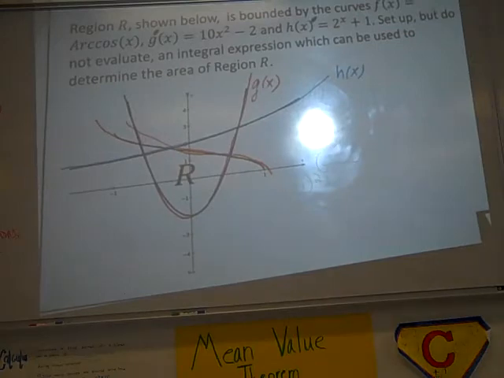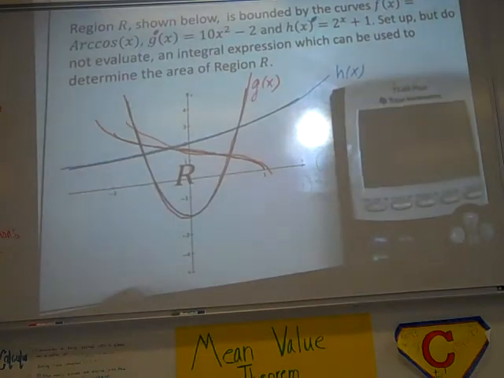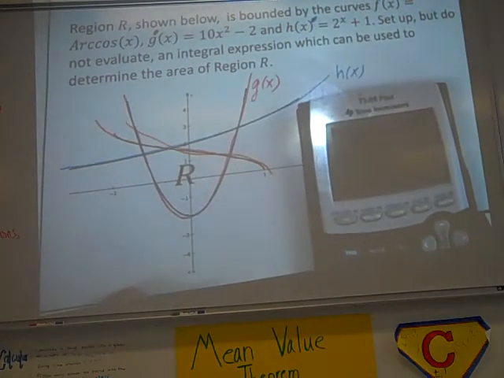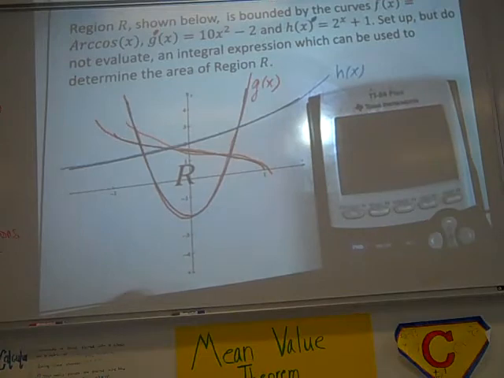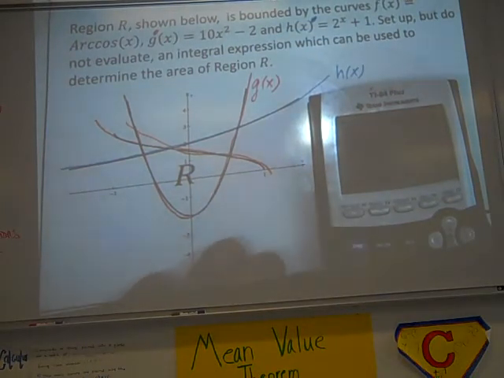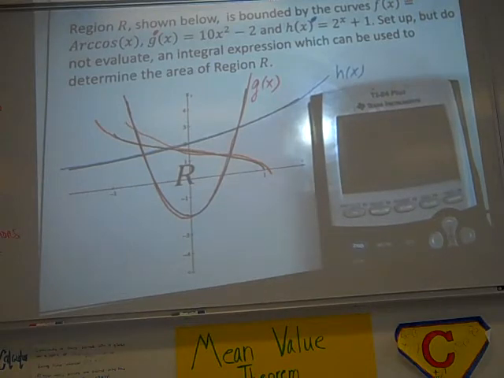I'm going to type all this into my calculator. You may not be able to see my calculator screen too clearly, but don't worry. Everything I type over here, I'll transfer to the graph. So we've got 3 functions that we're considering. We have arc cosine of x, so that's second cosine on your calculator. We have 10x squared minus 2. We have 2 to the x plus 1.